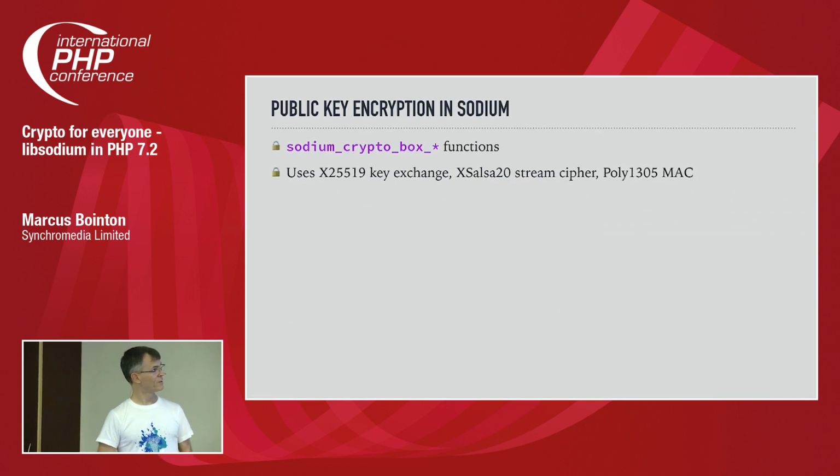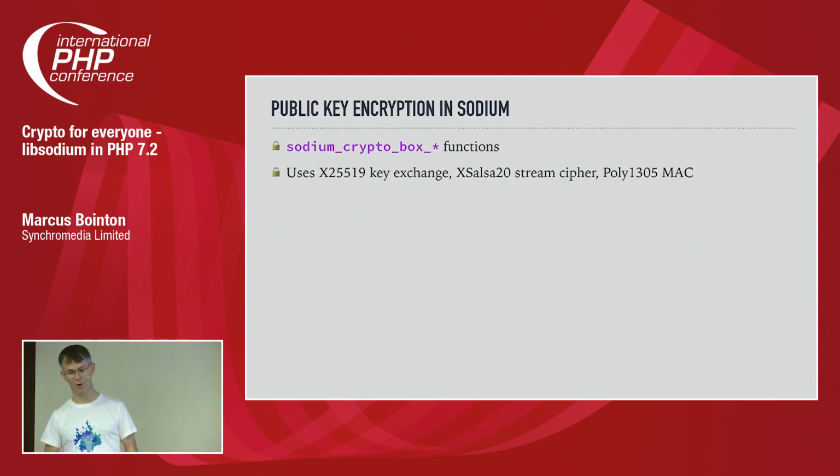So how do we do public key encryption in Sodium? Well, it has this whole bunch of box functions. Instead of being secret box, it's just box because it's the public key. And internally, it uses X25519 key exchange and the XSalsa20 stream cipher, which is the symmetric cipher, and the Poly1305 MAC to ensure integrity.